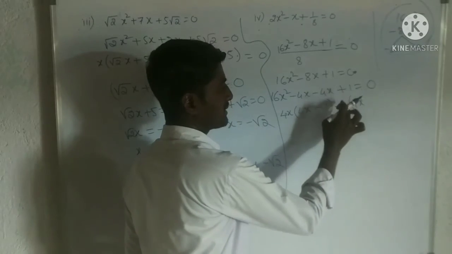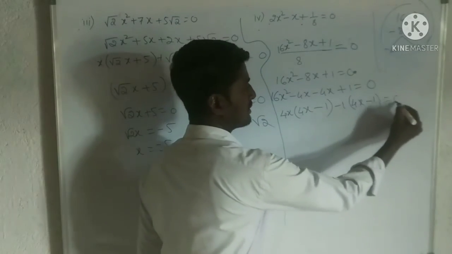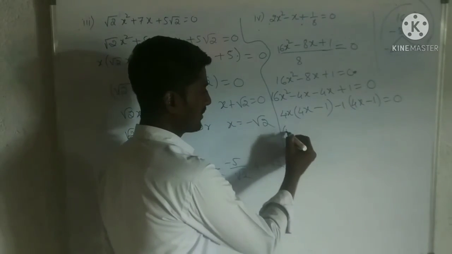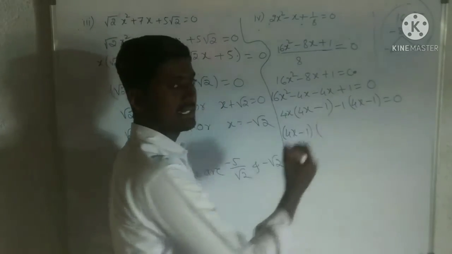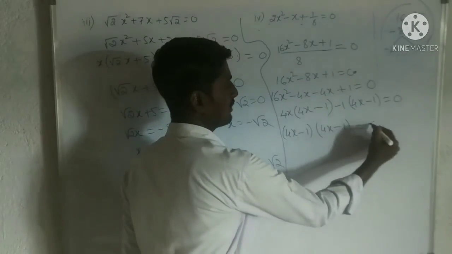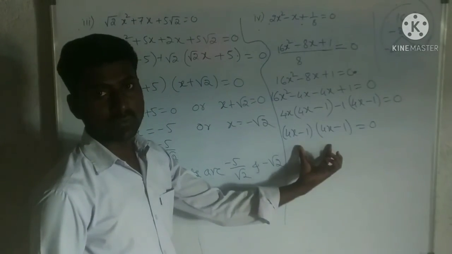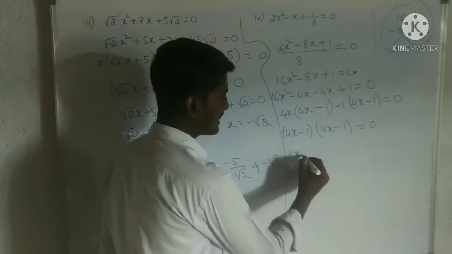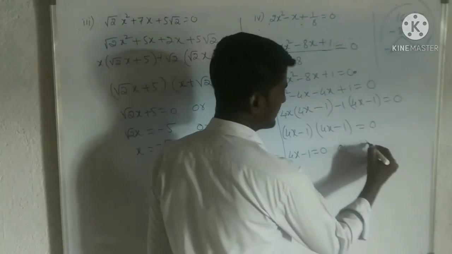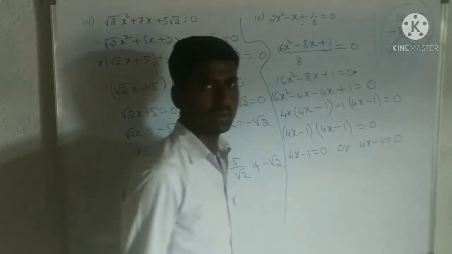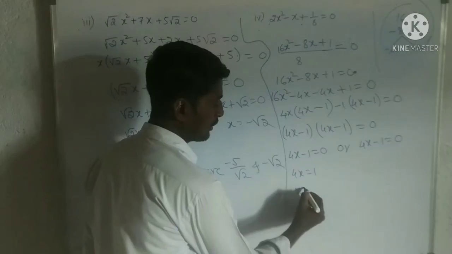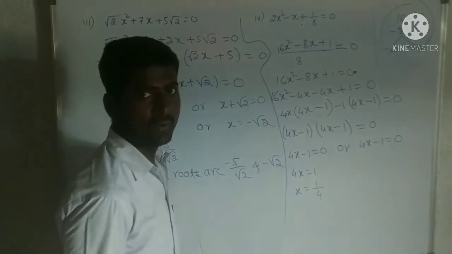4x plus into minus, that is minus 1 is equal to 0. Now 4x minus 1. Here also 4x minus 1. Take outside 4x minus 1. Inside what will be there? Here is 4x. Here is minus 1 is equal to 0. We got the product of two terms here. 4x minus 1 is equal to 0, or one more is 4x minus 1 is equal to 0. Now 4x is equal to 1. Then x is equal to 1 divided by 4.